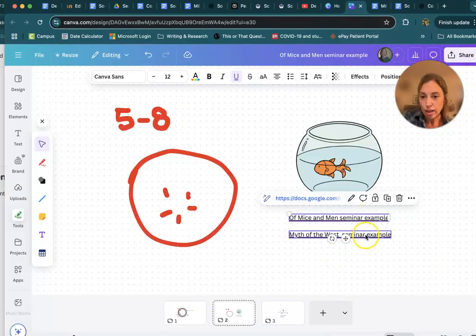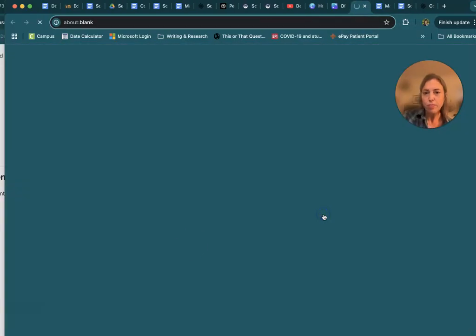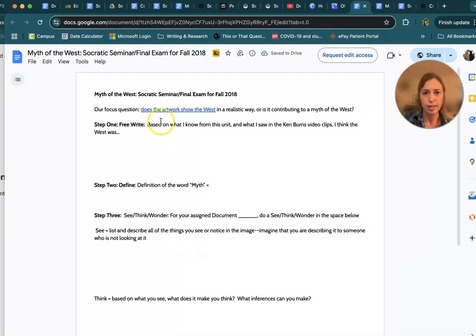Now, one other thing that I could show you here, if you would like to stay on and listen to this one, this was Myth of the West. Okay, this is when I was teaching social studies to 8th graders. And our focus question was, does the artwork show the West in a realistic way, based on everything that we had studied about the Western migration and all of that kind of stuff? Or is it contributing to a myth of the West, what we idealize or what we think it was like and that kind of thing?